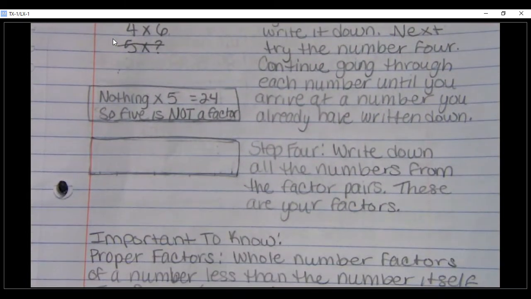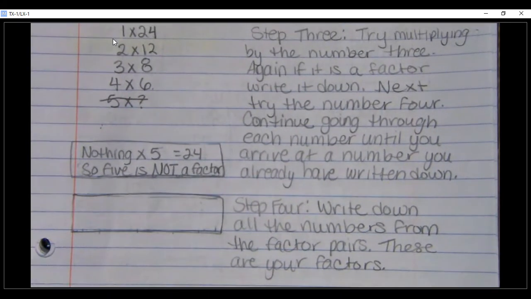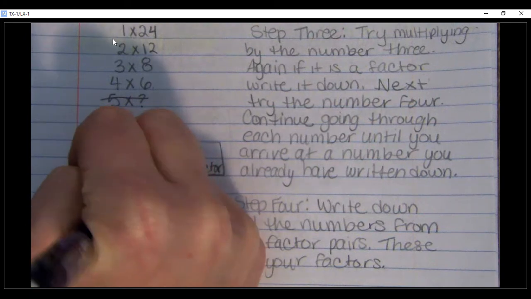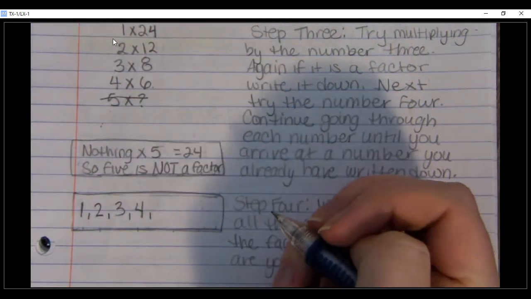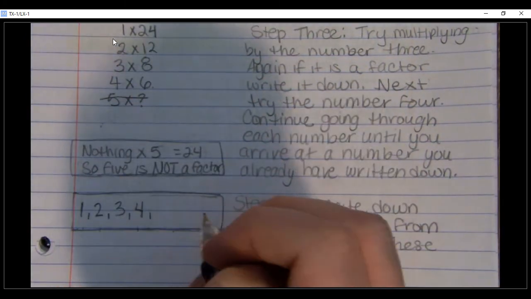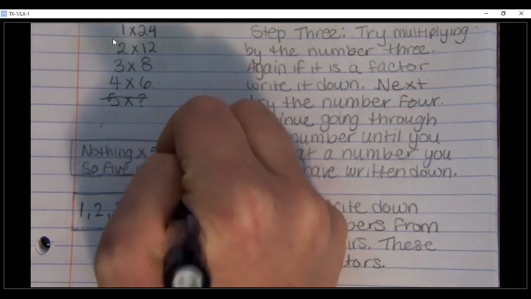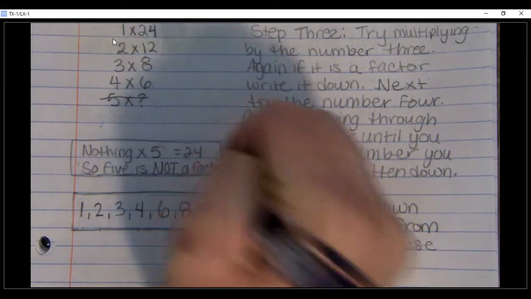Here we go. Step 4. Write down all the numbers from the factor pairs. These are your factors. So looking up above, I see the number 1. I see the number 2, 3, 4. Didn't have 5, remember, because nothing equaled 24 when multiplying. But I do have 6 and 8, 12, and 24.